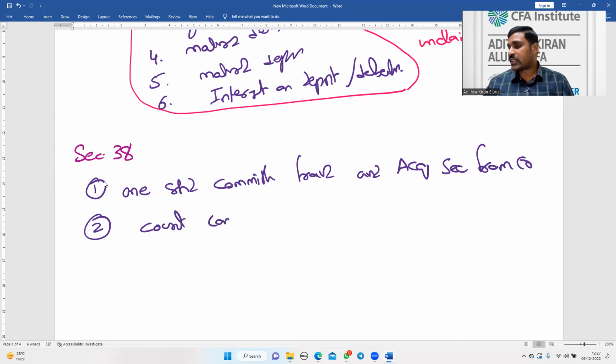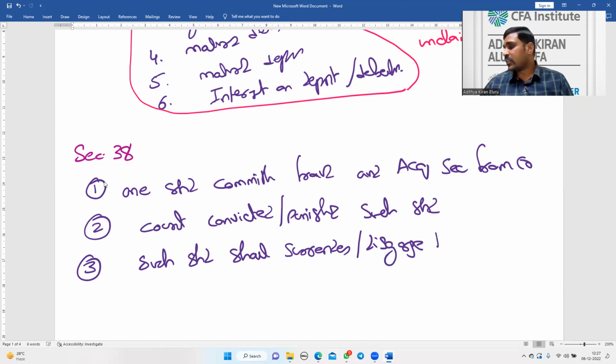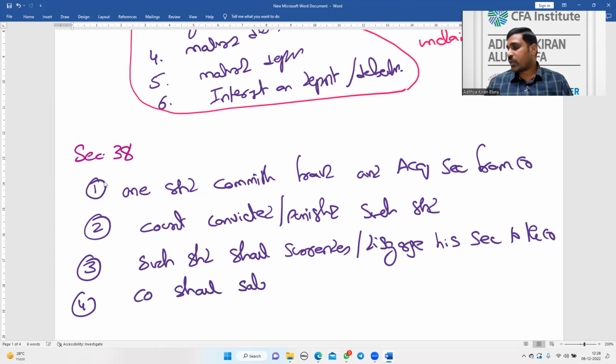The court convicted or punished such shareholder. Such shareholder shall surrender or disgorge, disgorge or surrender being one and the same, his securities to the company. Then the company shall sell such securities in the market.